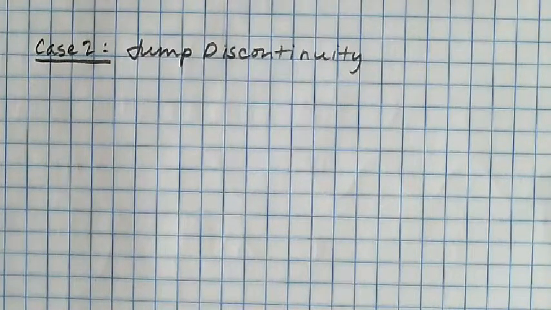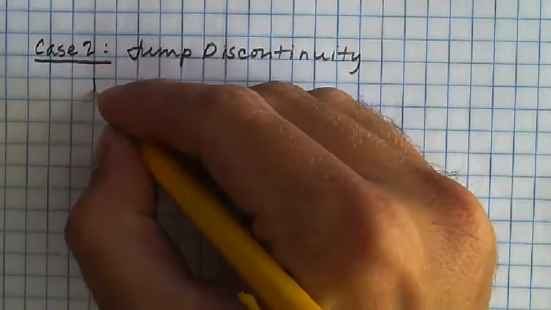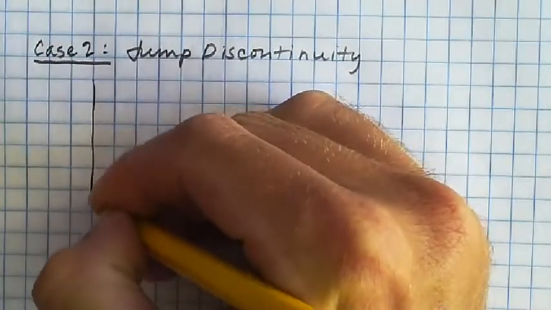All right, next I'm going to talk about a jump discontinuity. Okay, so I'm going to just draw another graph of some function. I'll probably call this one g.